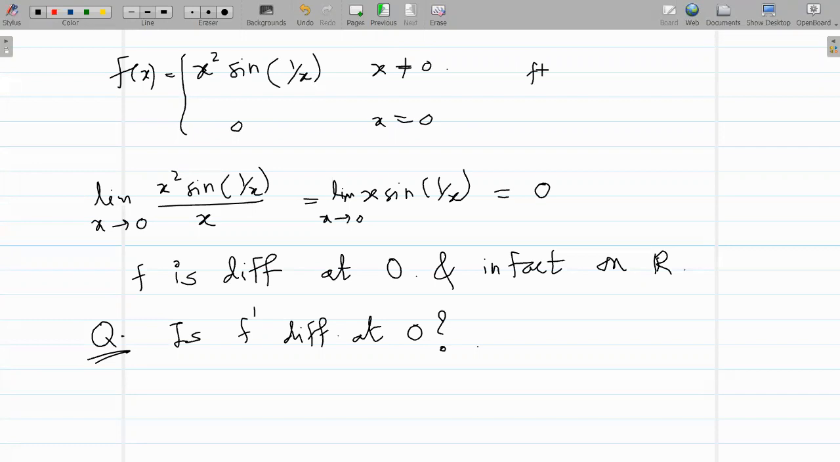Okay, let me write it. So if I write f of x equal to x square cos 1 by x for x not equal to 0, and 0 at x equal to 0. So one can try again. For cos 1 by x, the oscillations are on similar lines.